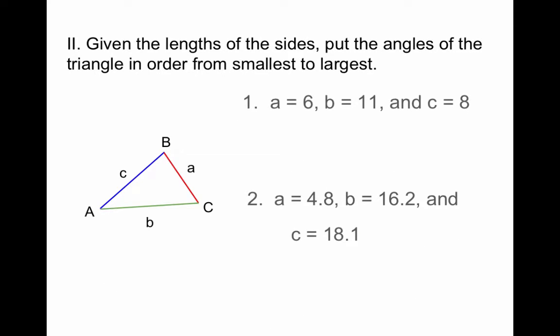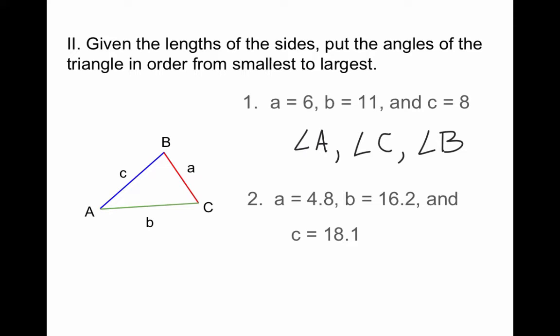Different type of problem: given the lengths of the sides, put the angles of the triangle in order from smallest to largest. This is exactly the same idea. So again, I am going to name the angle and the side based on the fact that they are opposite one another. So if 6 is the smallest, then angle A is the smallest, followed by 8, so that's angle C, and then finally angle B.